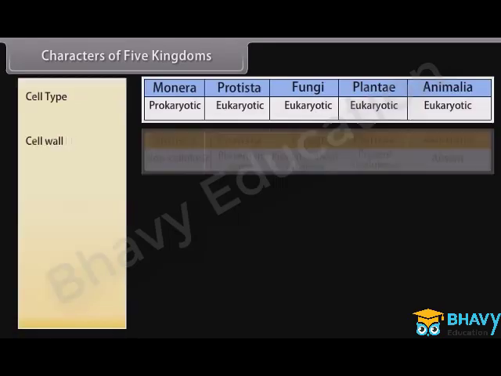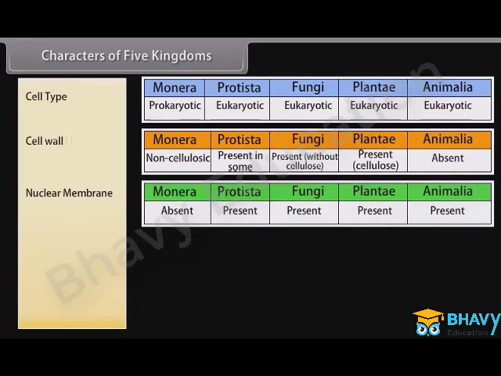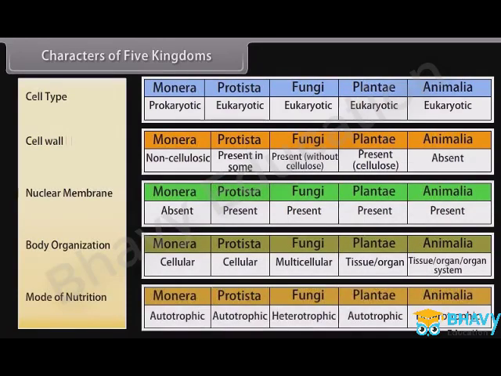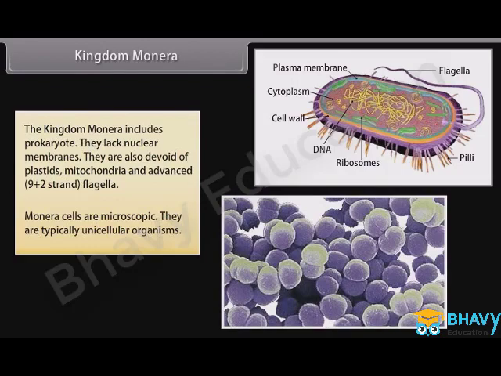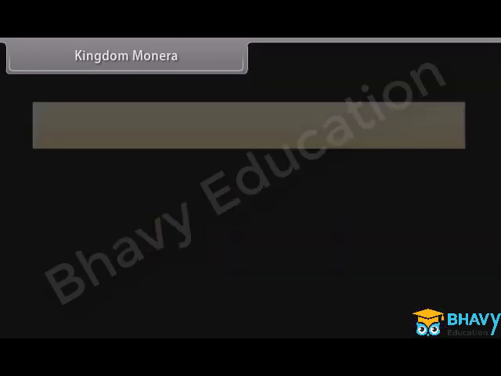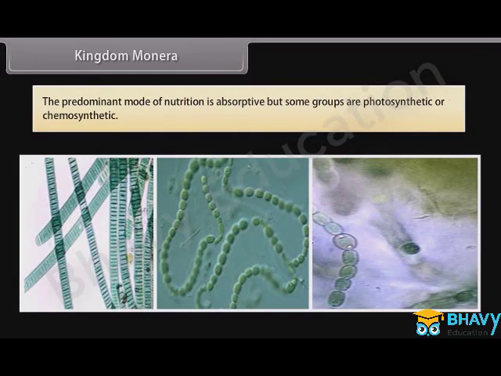Characters of five kingdoms: cell type, cell wall, nuclear membrane, body organization, mode of nutrition. Kingdom Monera. The kingdom Monera includes prokaryotes. They lack nuclear membranes. They are also devoid of plastids, mitochondria, and advanced 9+2 strand flagella. Monera cells are microscopic. They are typically unicellular organisms. The predominant mode of nutrition is absorptive, but some groups are photosynthetic or chemosynthetic.